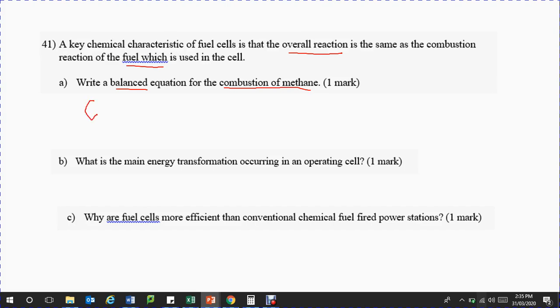So we have methane, which is CH4, and that's a gas. In combustion, it will react with oxygen gas. And combustion always forms, presume it's complete combustion, carbon dioxide and water. Let's put states for those.